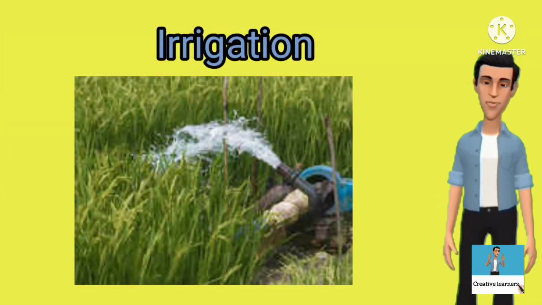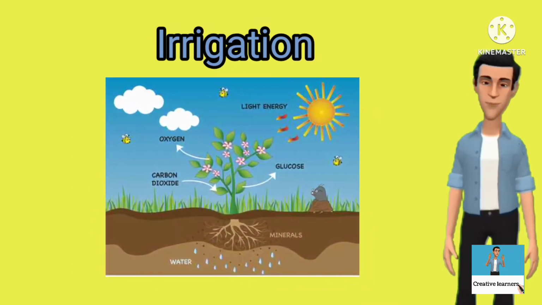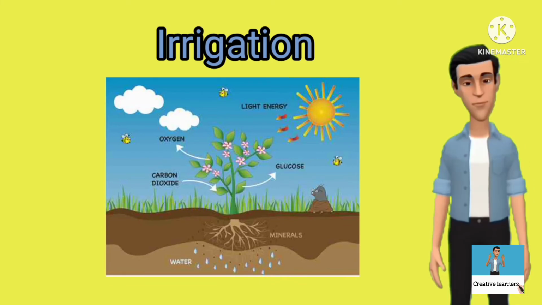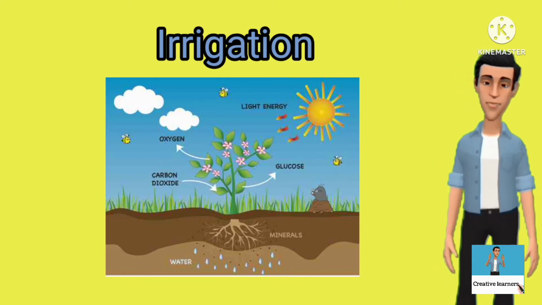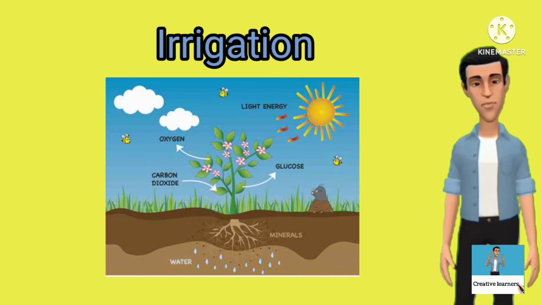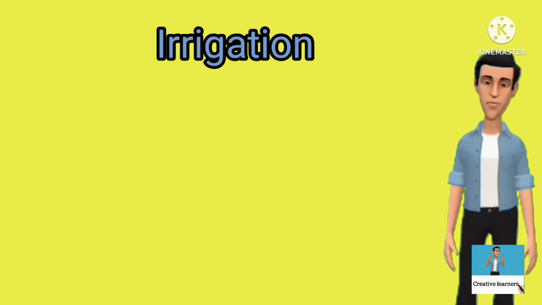Now our next topic is irrigation. Irrigation means watering plants. As we all know, plants absorb all the minerals from the ground, and they are absorbed with the help of water. That's why this process is important. There are many ways for irrigation of crops.